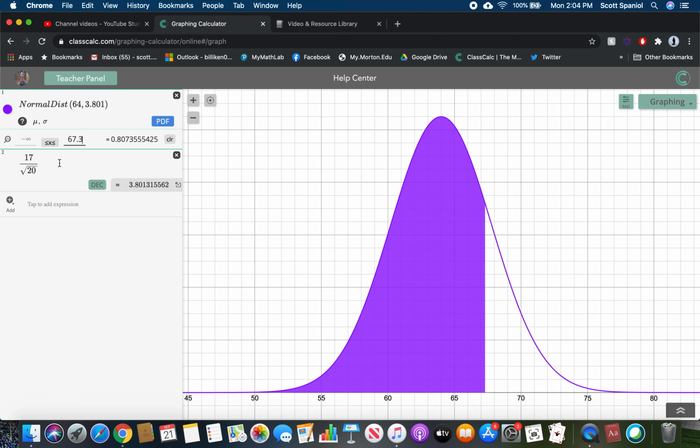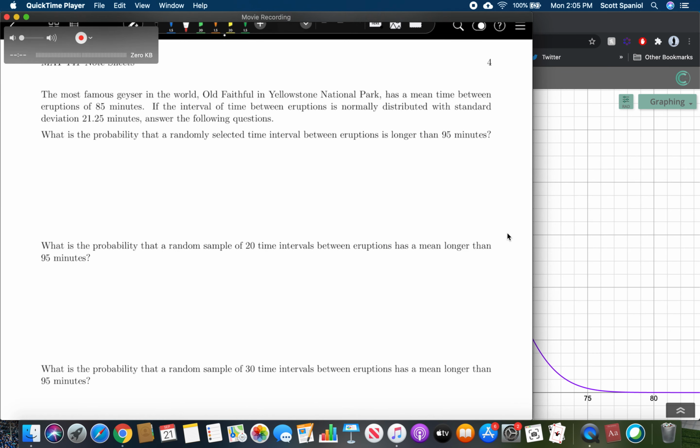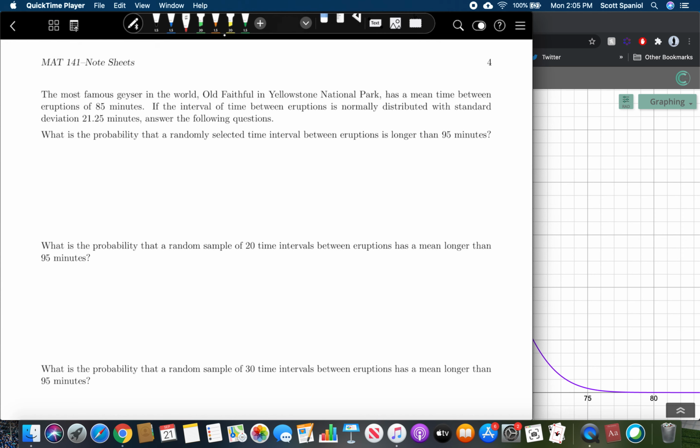So now let's look at some applications of this. Okay, so that's the idea. Let's look at some applications of this. So the most famous geyser in the world, Old Faithful, in Yellowstone National Park, has a mean time between eruptions of 85 minutes. If the interval of time between eruptions is normally distributed with a standard deviation of 21.25 minutes, answer the following questions. What is the probability that a randomly selected time interval between eruptions is longer than 95 minutes? So that's the probability that x is longer than 95 minutes.